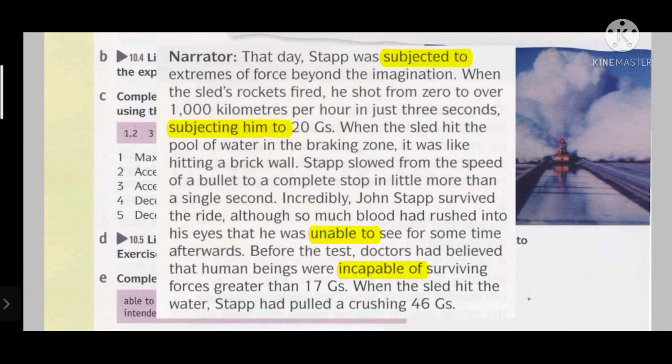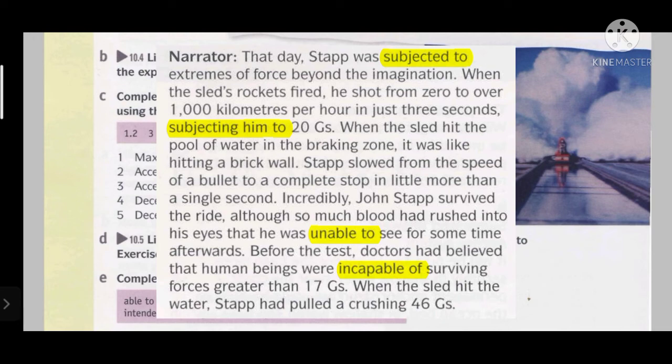That day, Stapp was subjected to extremes of force beyond the imagination. When the sled's rockets fired, he shot from 0 to over 1,000 kilometers per hour in just 3 seconds, subjecting him to 20 Gs. When the sled hit the pool of water in the braking zone, it was like hitting a brick wall. Stapp slowed from the speed of a bullet to a complete stop in little more than a single second. Incredibly, John Stapp survived the ride, although so much blood had rushed into his eyes that he was unable to see for some time afterwards.